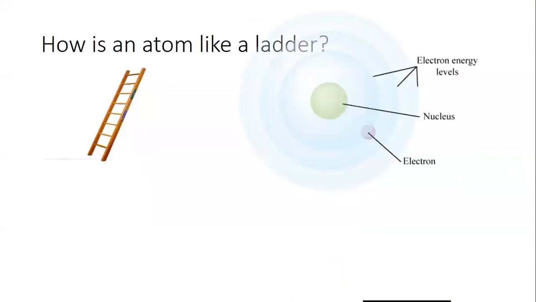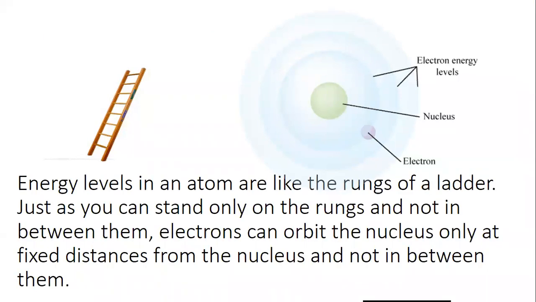So, how is an atom like a ladder? Think about that for a moment. Well, energy levels in an atom are just like the rungs of a ladder. Just as you can stand only on the rungs and not in between them, electrons can orbit the nucleus only at fixed distances from the nucleus and not in between them.